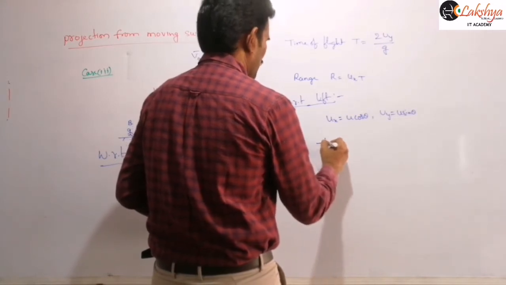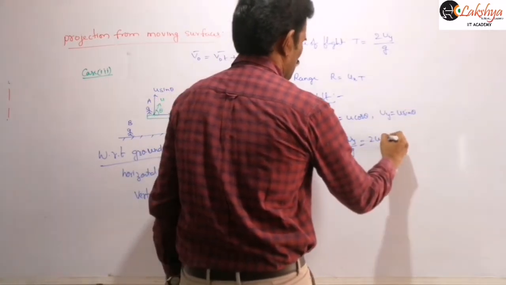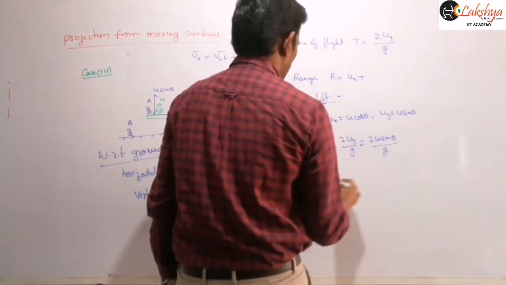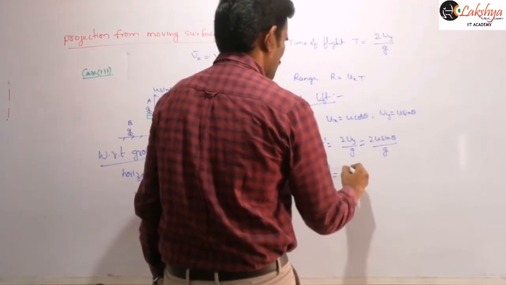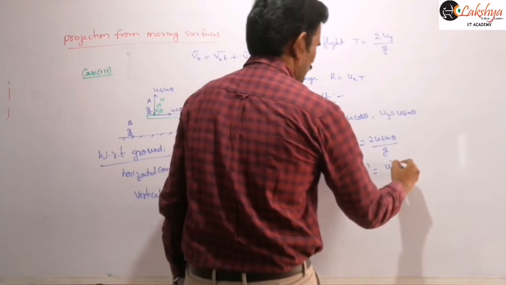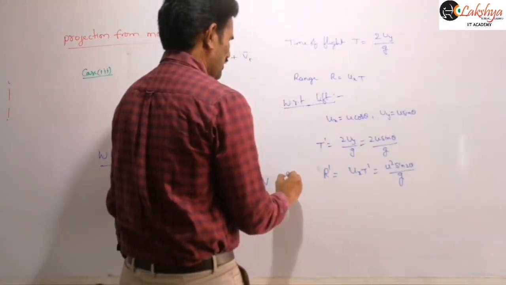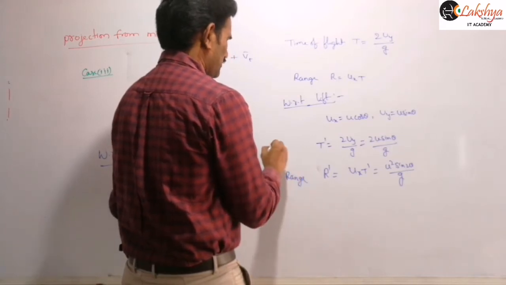And therefore the time of flight, I can write as 2 uy by g, which is 2u sin theta by g, and the range I can write as ux into t dash. So again you will get u square sin 2 theta by g. That means that is the range and the time of flight values here, right?